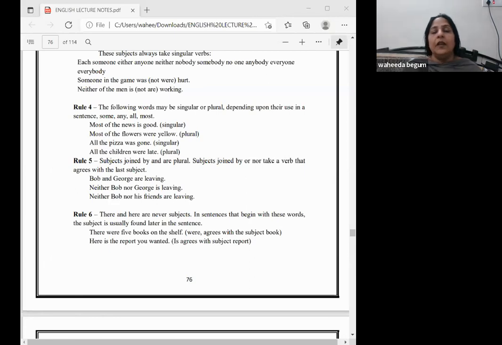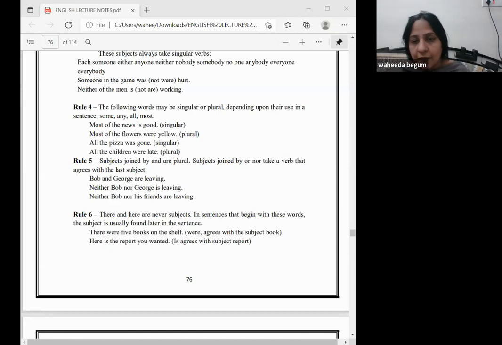Then we have a singular verb. A subject followed by intervening words or phrases such as with, as well as, in addition to, accompanied by, together with, and no less than takes a singular verb. Jake, accompanied by his sister, is enrolling in PCC. So here, with, as well as, in addition to, accompanied by, together with, and no less than take a singular.